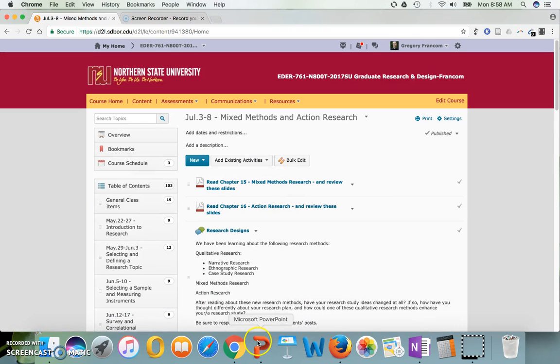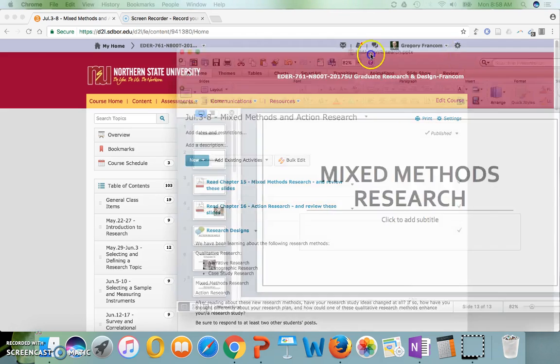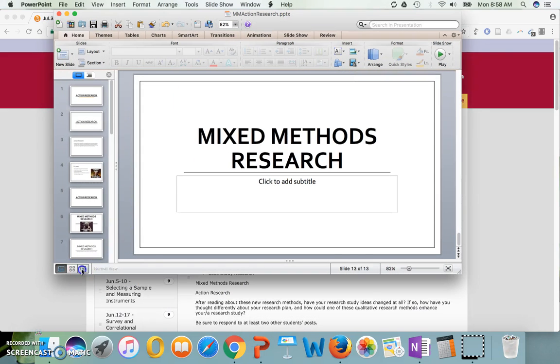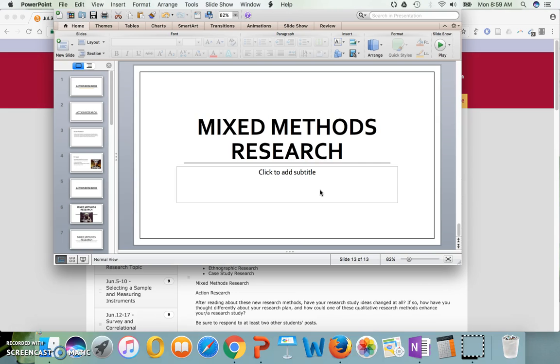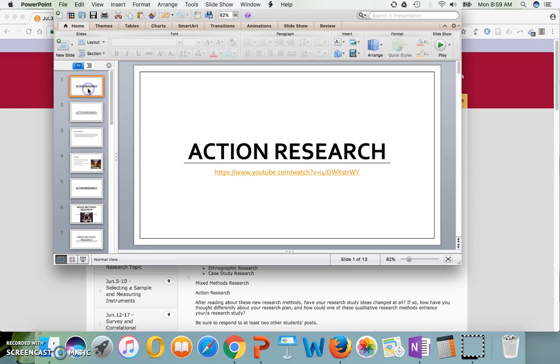So I want to take a few minutes and just talk about some of these different methods of research that we're learning about this week. First is mixed methods research. And this type of research allows us to, action research actually is first. Here we go.